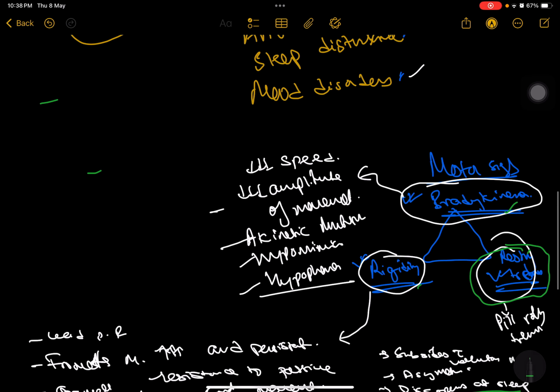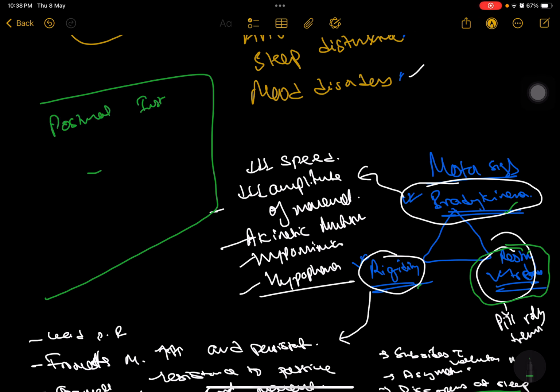Now let's talk about postural instability. Postural instability is the tendency to fall, and there is something known as a pull test. So we can go for a pull test.